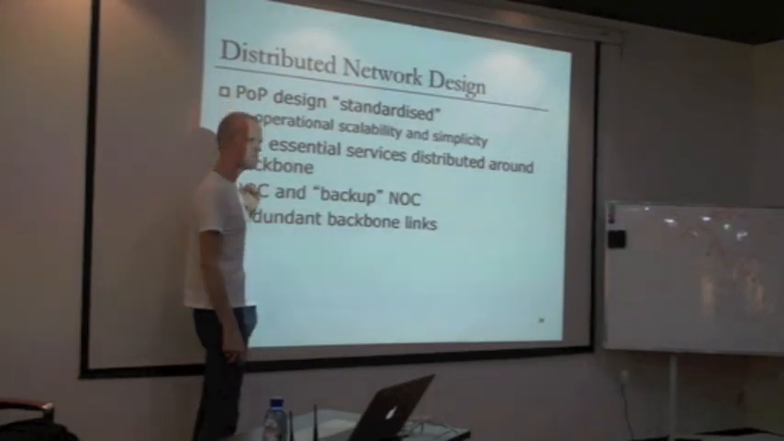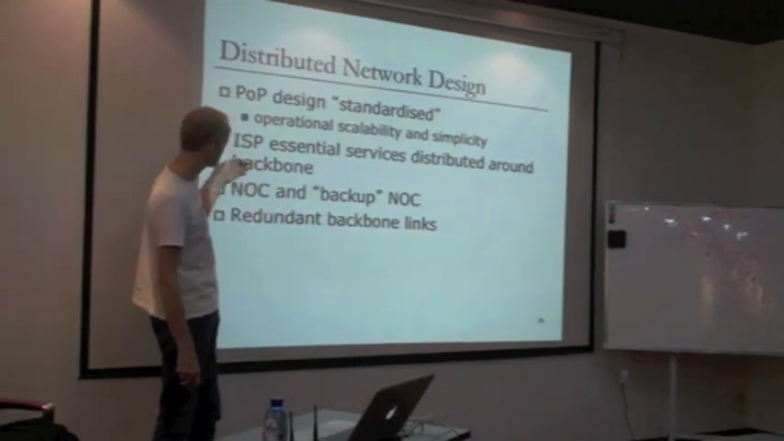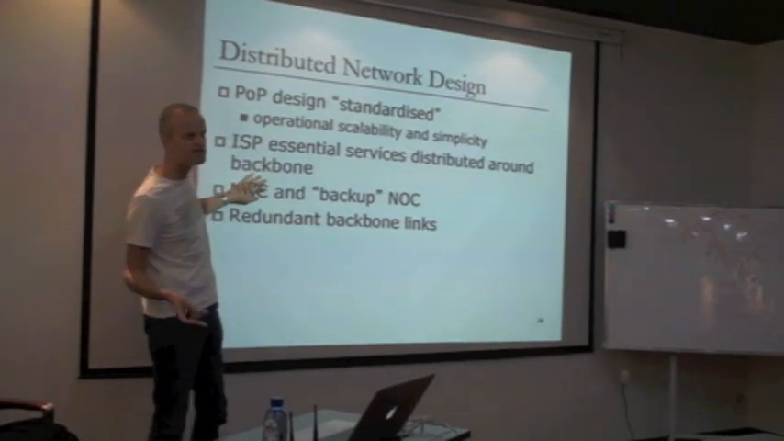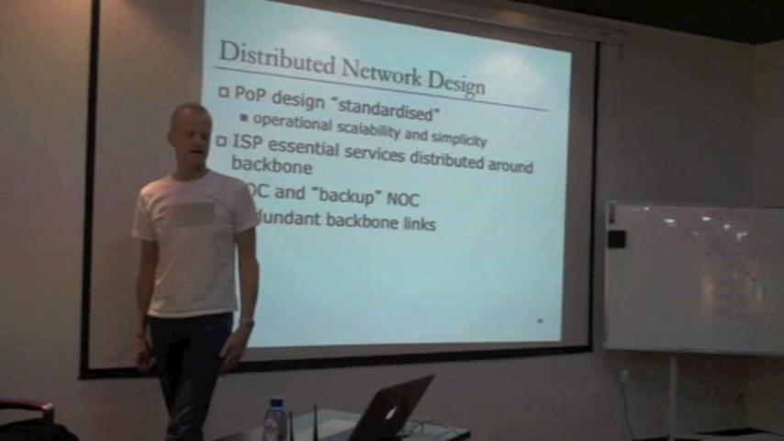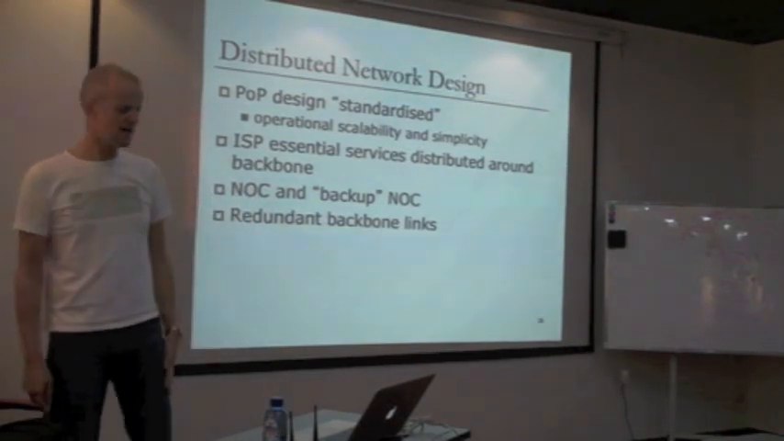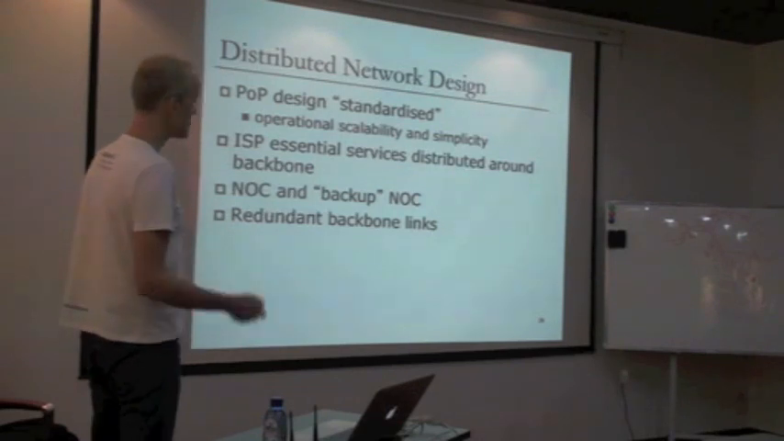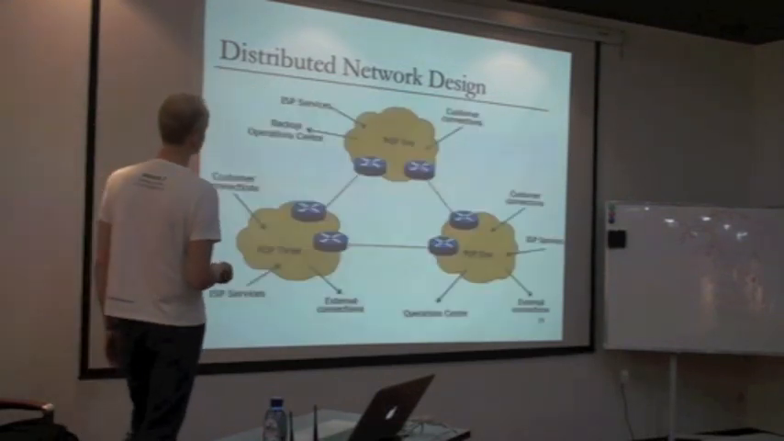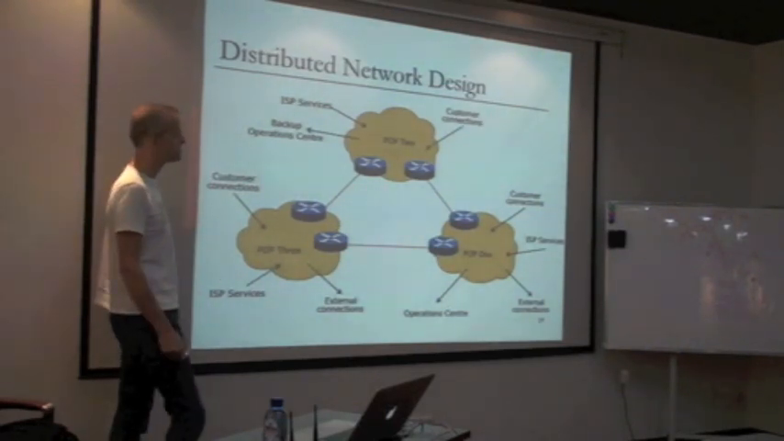Consider having a network operations center and an alternative. So again, if the NOC disappears because the POP disappears or you lose power in the data center, at least you can still run the network from somewhere else. Again, most ISPs will do something like this. And of course, make sure you have redundant backbone links as well. That's very important.